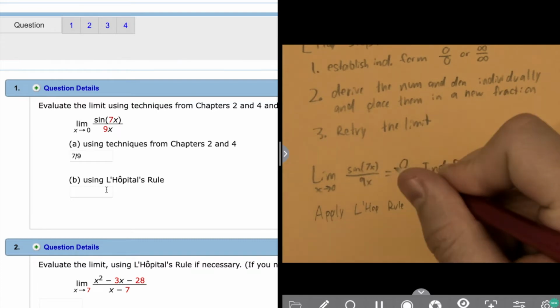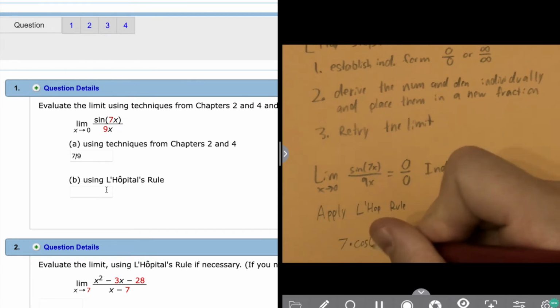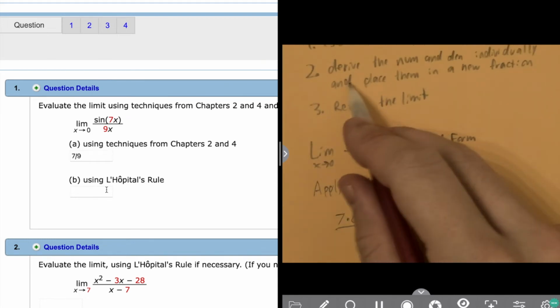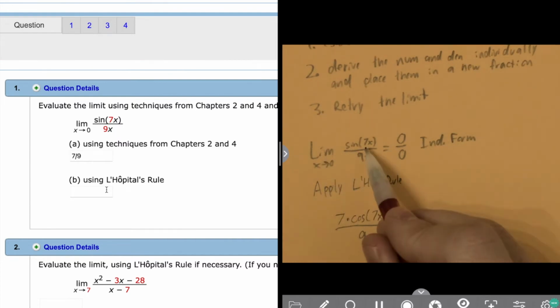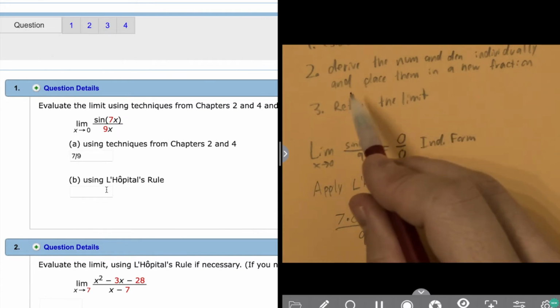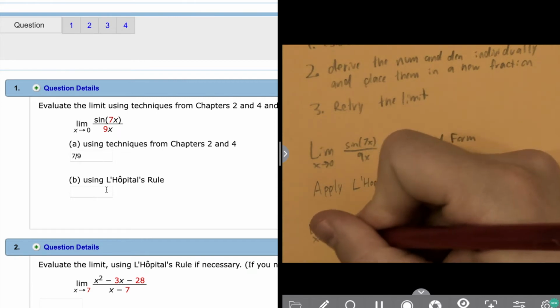So let me derive the numerator, which would have a little bit of a chain rule to it. It would be 7, the inside derived, times sine derived, which is cosine with its original inside contents, over 9x derived, which is 9. So I derive the numerator and denominator individually, not as a quotient rule, because the question wasn't derive this, the question was evaluate this limit, and we're doing some tricky derivative stuff to do so. And then place them in a new fraction. There they are. And that's what I mean. The numerator should still be the numerator, although it's the derivative. The denominator should still be the denominator, but it's the derivative. And bring back the same limit question.